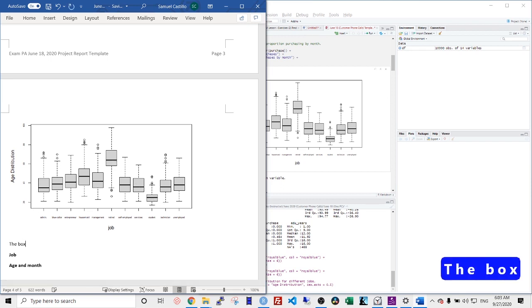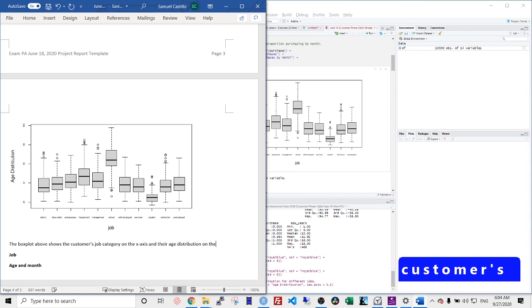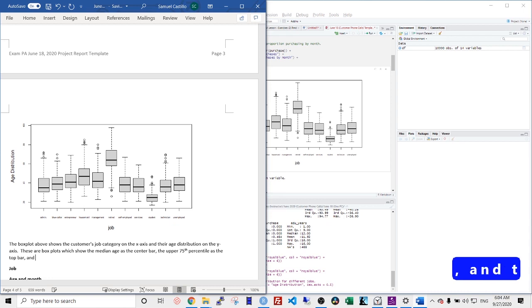So the box plot above shows the customer's job category on the x-axis and their age distribution on the y-axis. These are box plots which show the median age as the center bar, the upper 75th percentile as the top bar, which is like right here, and the 25th percentile as the lower bar down here.